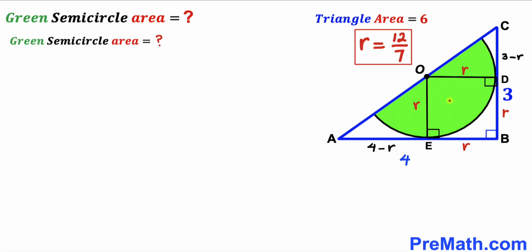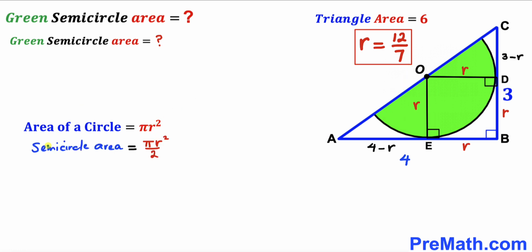Now we are going to calculate the area of this green shaded semicircle. Let's recall the area of a circle formula: area equals pi r squared, where r is the radius. Since we are dealing with a semicircle, the semicircle area is going to be pi r squared divided by 2. So let's fill in the blanks: the green semicircle area equals pi divided by 2 times our radius, 12 divided by 7, whole squared.